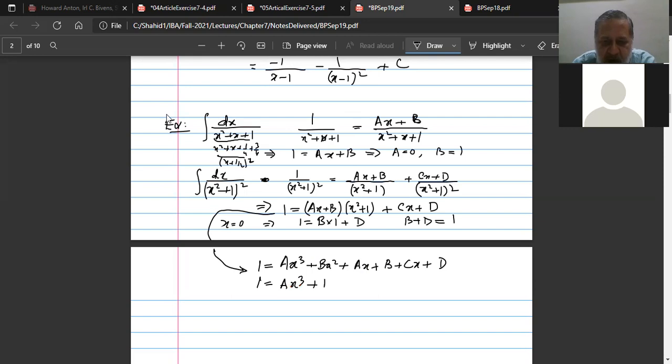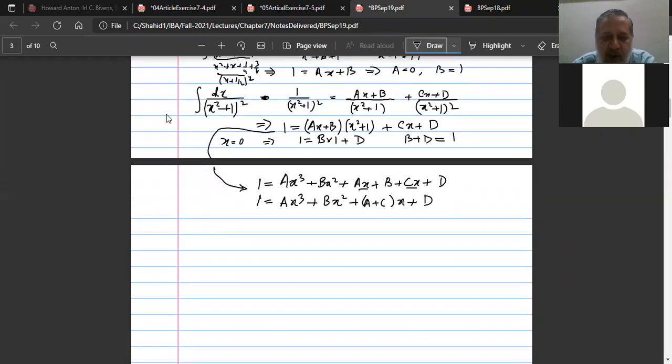only one term of x squared. There are two terms of x, plus a constant. Now there is no term of x cubed on the left hand side. So comparing coefficients, A is equal to 1.